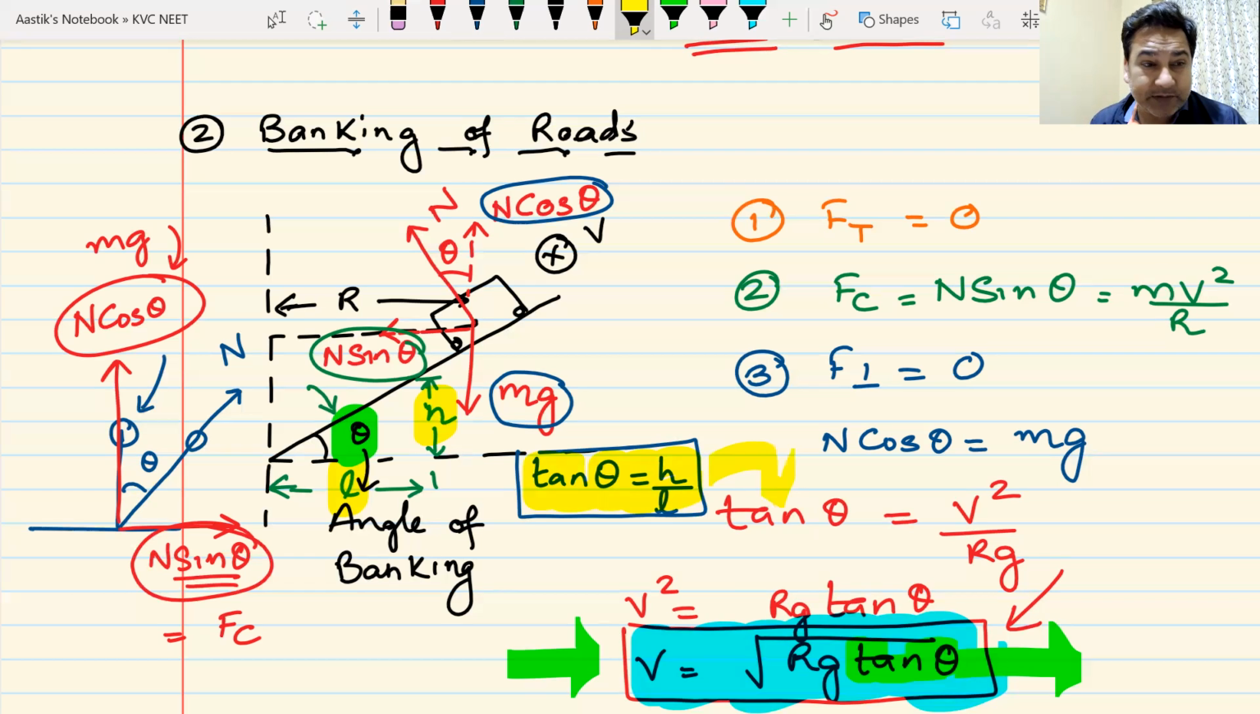Am I clear? Can I have some raise hand that we understand this? All of us understand this? That sometimes theta is not given straight away, it is given in this way.